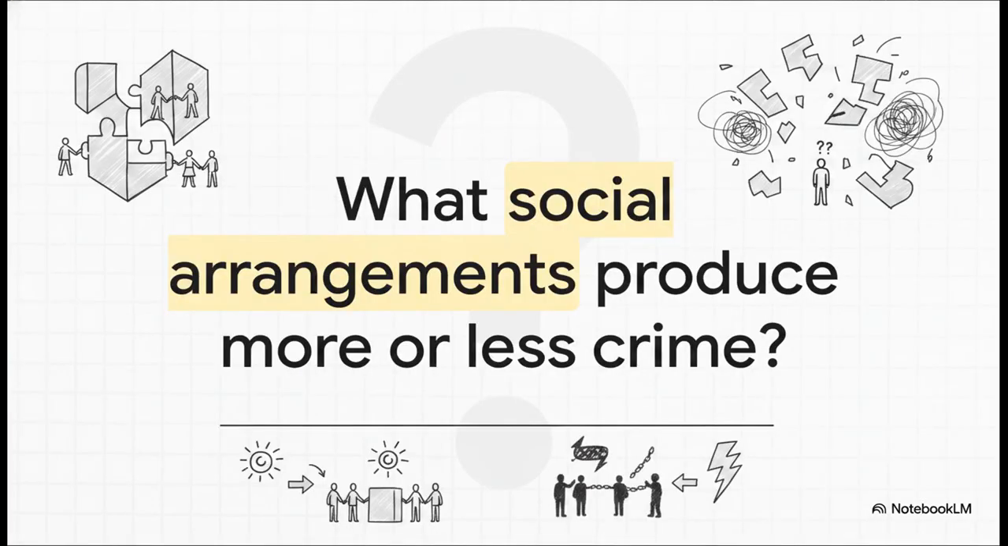So Durkheim forces us to ask a totally different question. Instead of asking what kind of person commits a crime, we really have to ask what kind of social arrangements produce more or less crime. He basically established that two people with the exact same personalities will behave totally differently in a stable, integrated community compared to a fractured, anomic one. Crime isn't just an individual act, you guys, it's a social fact.